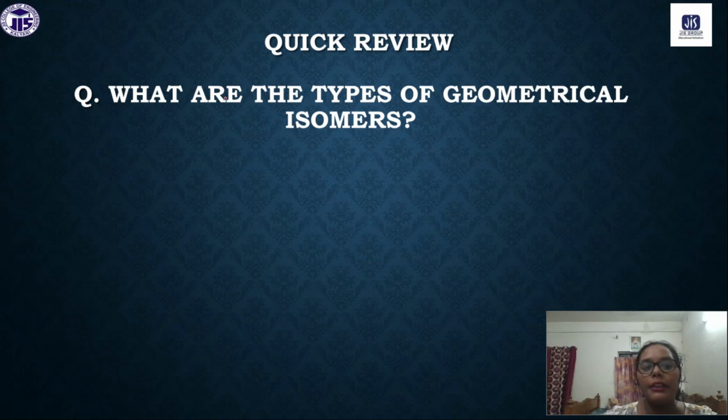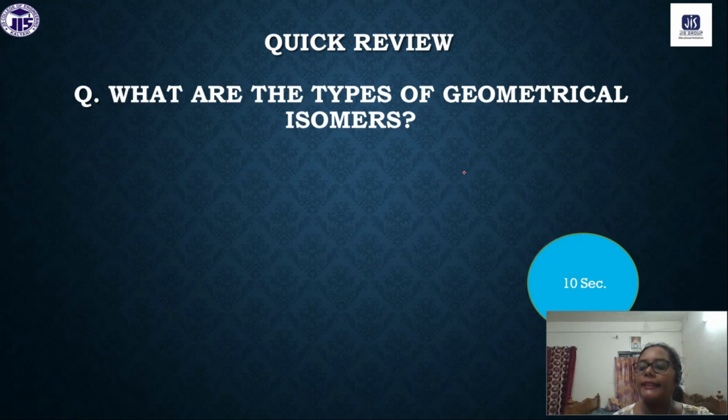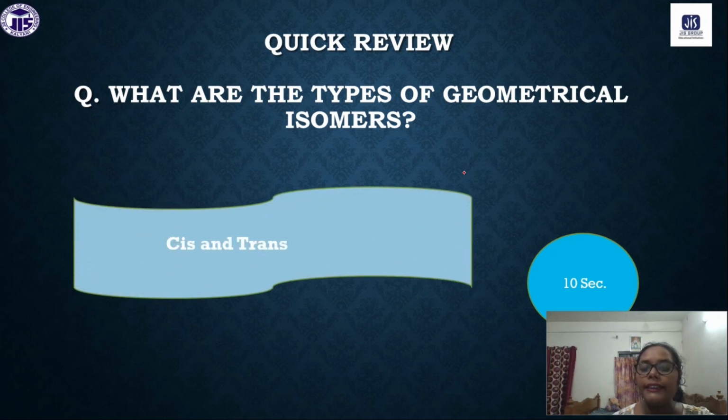And now I have given one question, that is, what are the types of geometrical isomers, and your time starts now. Whatever I have taught, you have to just memorize and then you can answer my question. Yeah, so your 10-second time is over, and you're absolutely right. The answer is cis and trans. The types of geometrical isomerism are cis and trans.